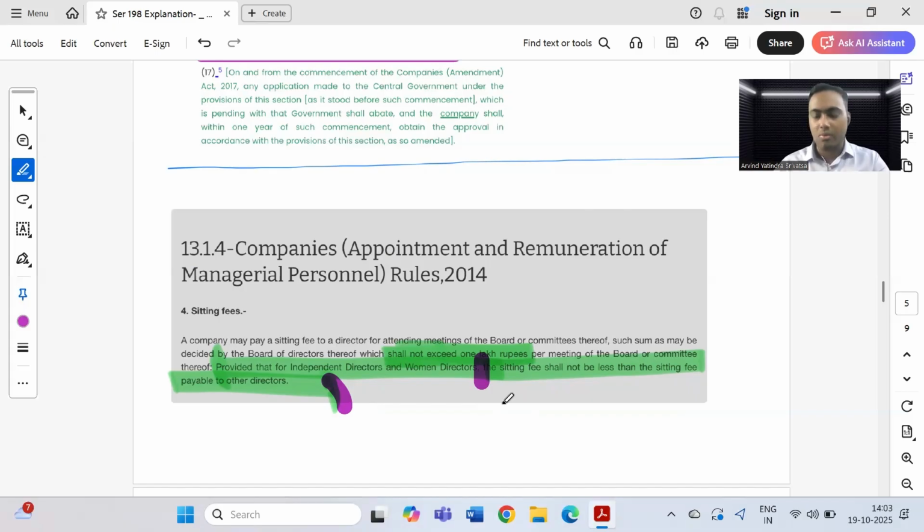Because the act wants to give a special status to independent directors and women directors, because independent directors are people who are independent of the company. They are highly skilled people. They have a lot of professional knowledge and experience in that field, due to which they have been appointed as independent directors to the board.